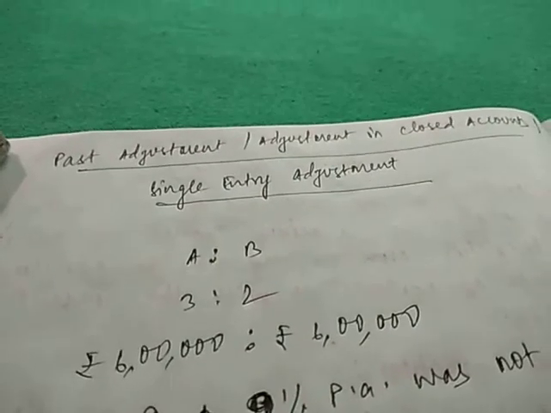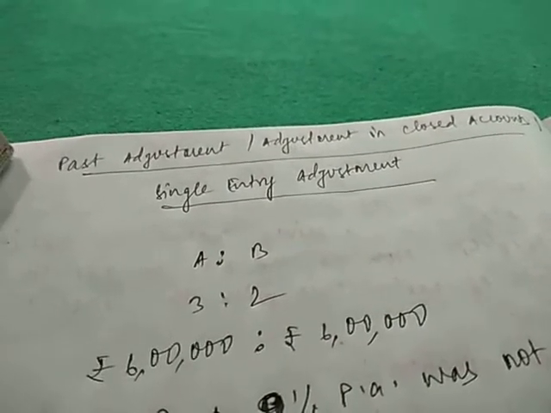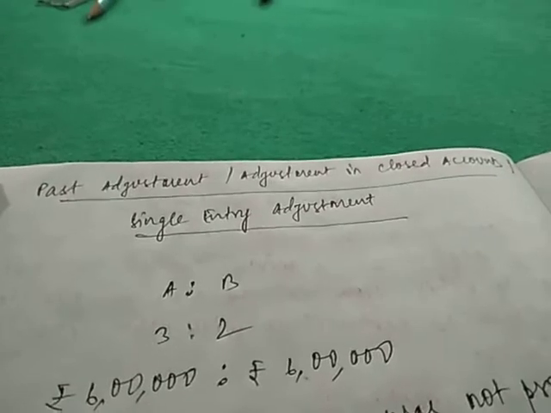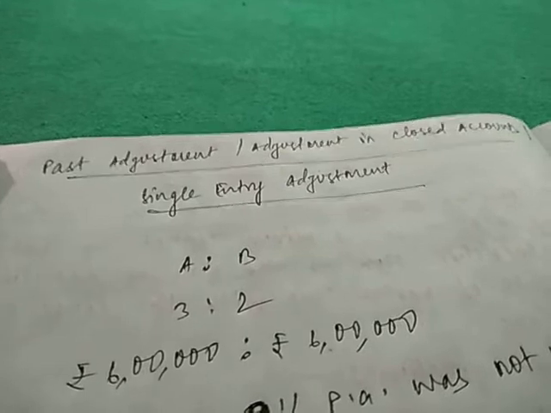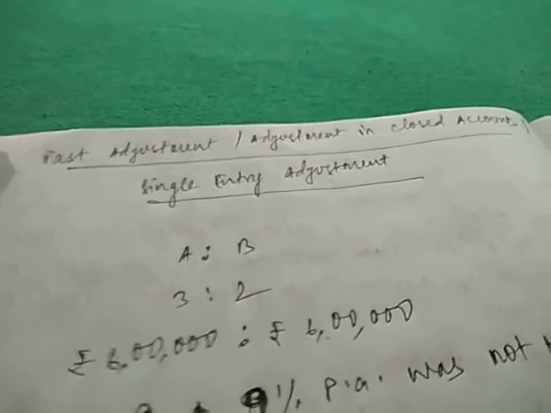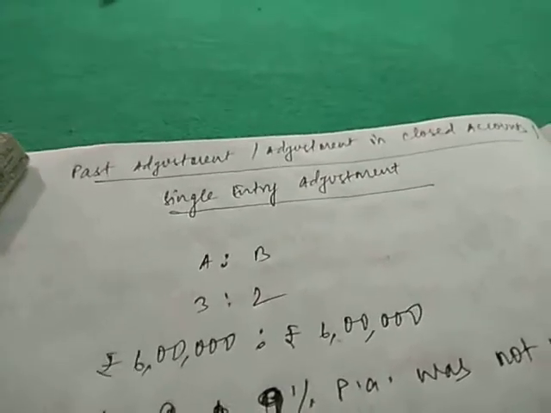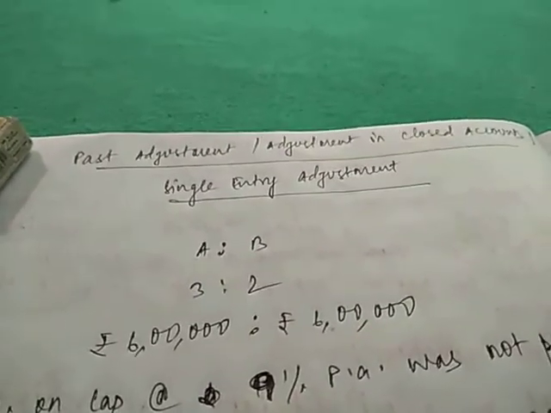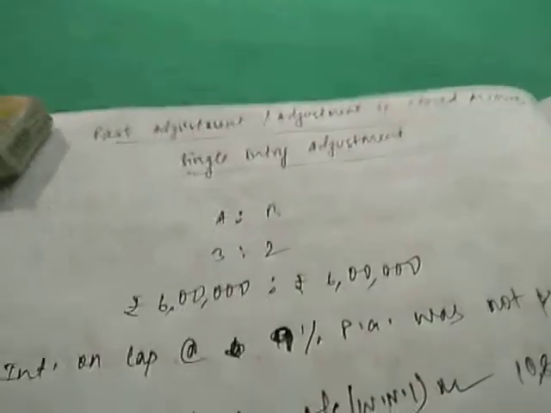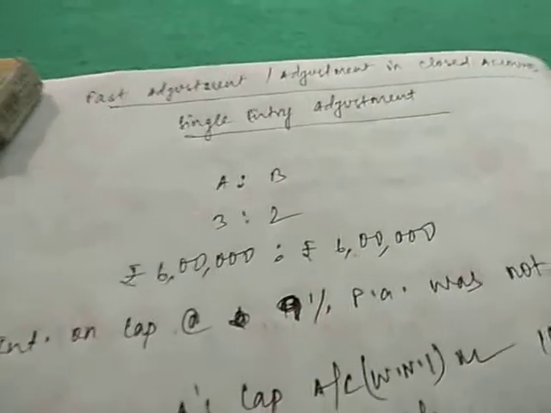Today we will read about our new topic, past adjustment or adjustment in closed accounts or single entry adjustment. So all the three names are for the same thing. In the question you might get it with a different name. So we also call it past adjustment, adjustment in closed accounts and single entry adjustment. Here it is very simple to understand.